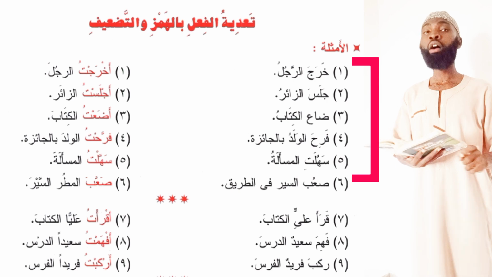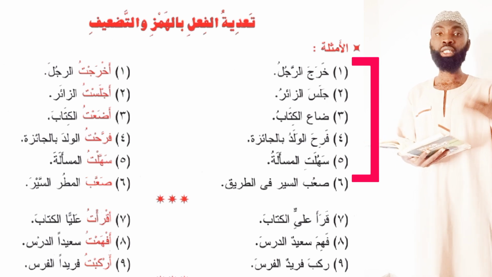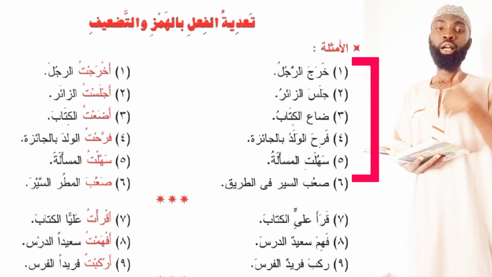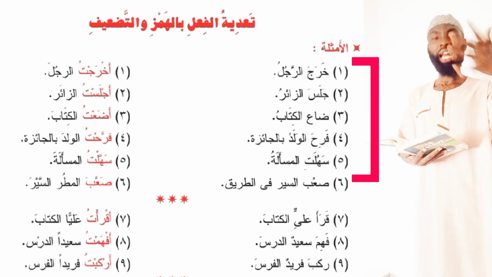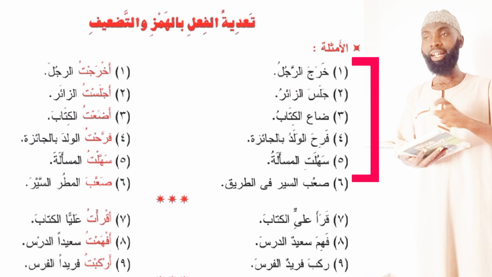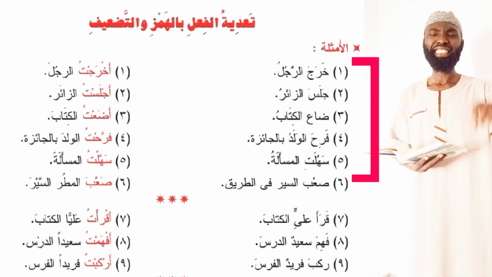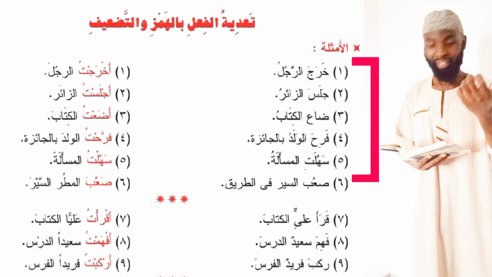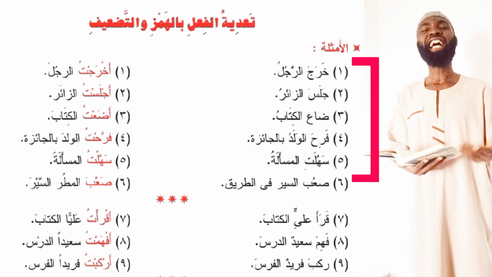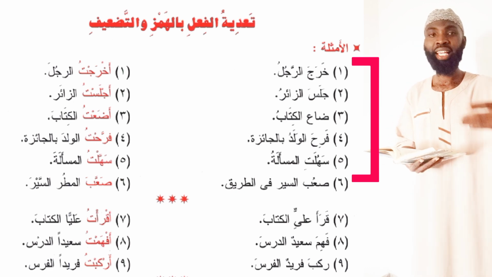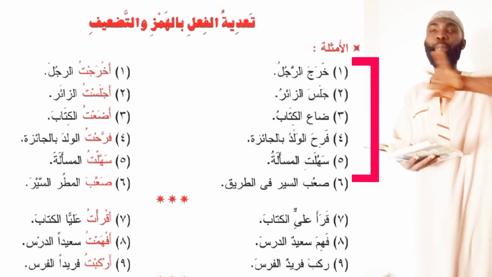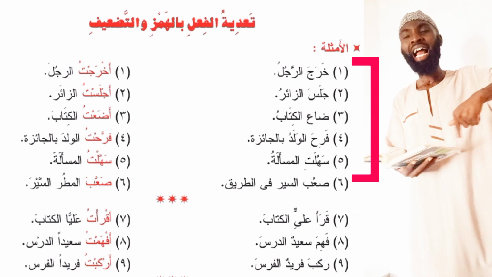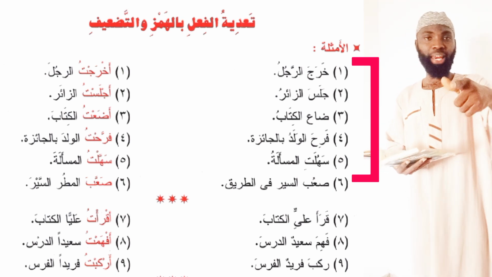Here we have da'a al-kitabu, the book was lost. Then we have ada'tu al-kitaba, I lost the book, I made the book be lost. Now we have fariha al-waladu bil-ja'izati, the boy was happy with the gift. Now we have farahtu al-walada, I made the boy happy with the gift. Can you see the difference? The boy was happy by himself when he saw the gift. But now farahtu, I made him happy by giving him the gift.